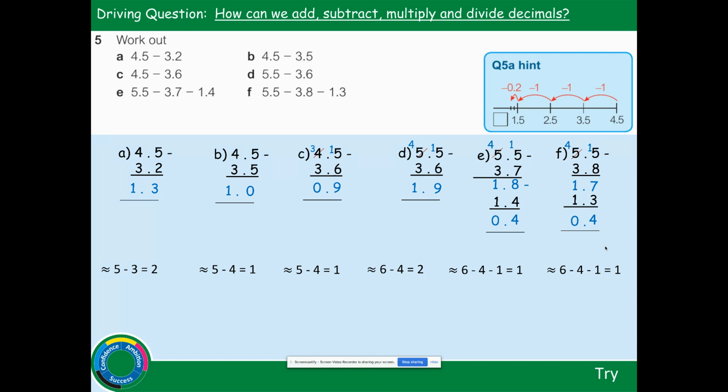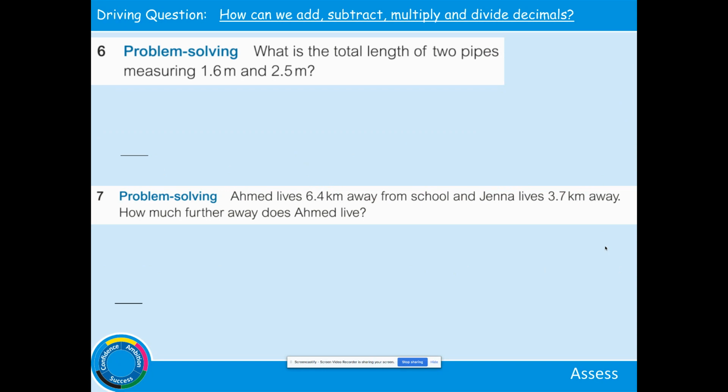Okay, so let's have a little go at 2 problems. See if you can do these ones on your own, and then we'll go through the answers. So press pause and then press play when you're ready.